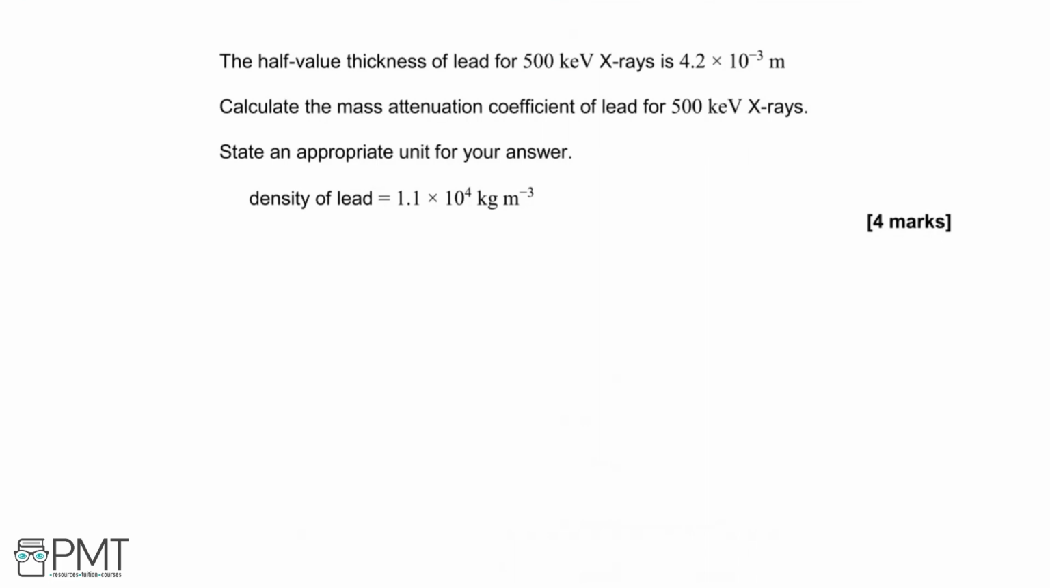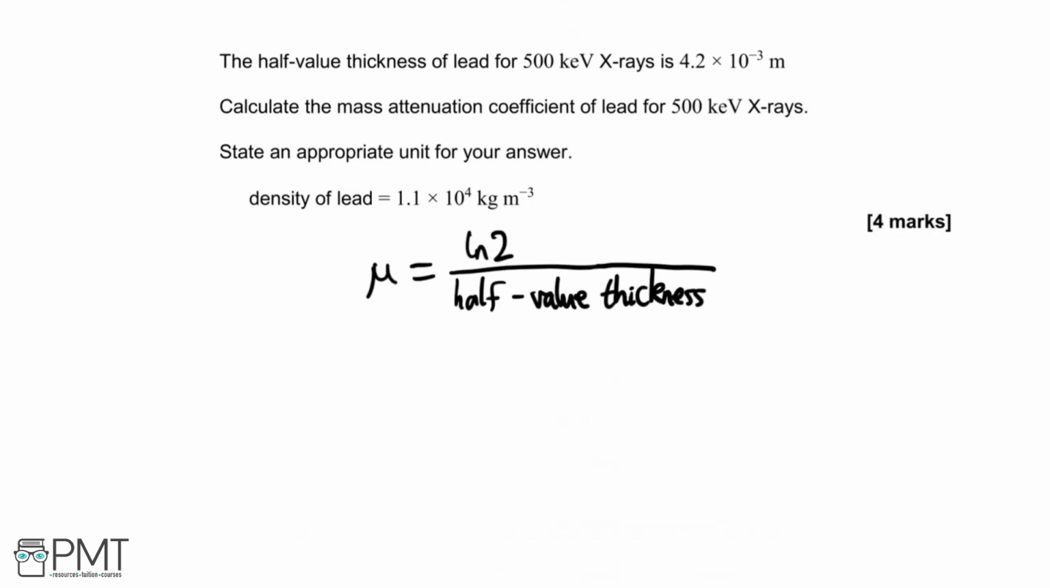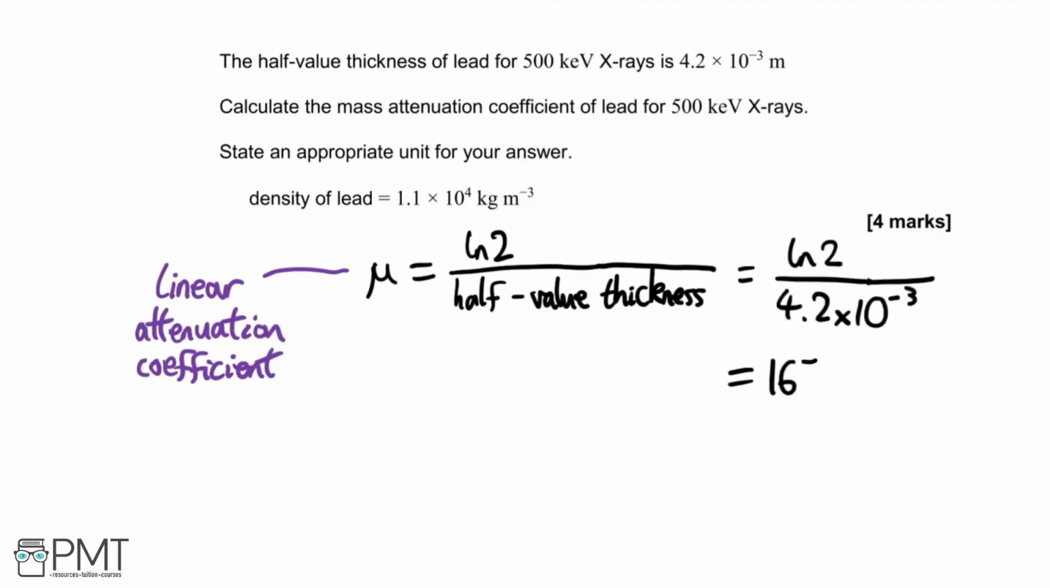Now the first thing to do is write down the equation which relates mu to the half-value thickness. And we know that that half-value thickness is 4.2 times 10 to the minus 3 meters. And here, mu is the linear attenuation coefficient. And we're going to use that value to find the mass attenuation coefficient. So let's just calculate that value first. So we end up with 165 meters to the minus 1. We're going to use that value in another equation now.